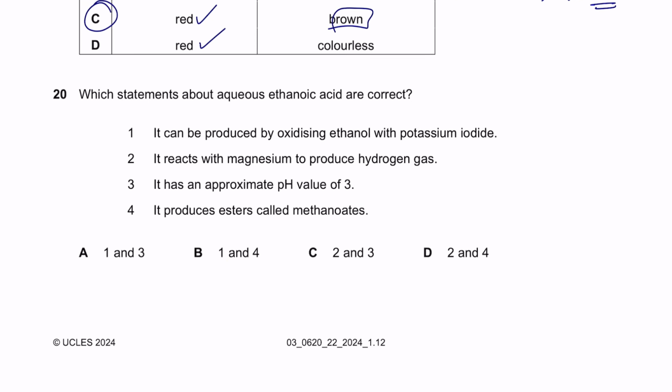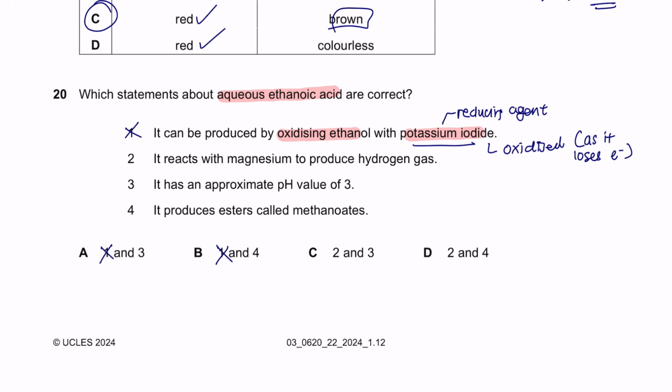Next, question 20. Which statements about aqueous ethanoic acid are correct? Statement 1 says that it can be produced by oxidizing ethanol with potassium iodide. Potassium iodide is a reducing agent. Therefore, the potassium iodide is the one which will be oxidized as it loses electrons. So 1 is wrong. Statement 2 says that it reacts with magnesium to produce hydrogen gas. We have learned that when acid reacts with metal, you will get hydrogen gas as a byproduct. So statement 2 is correct.